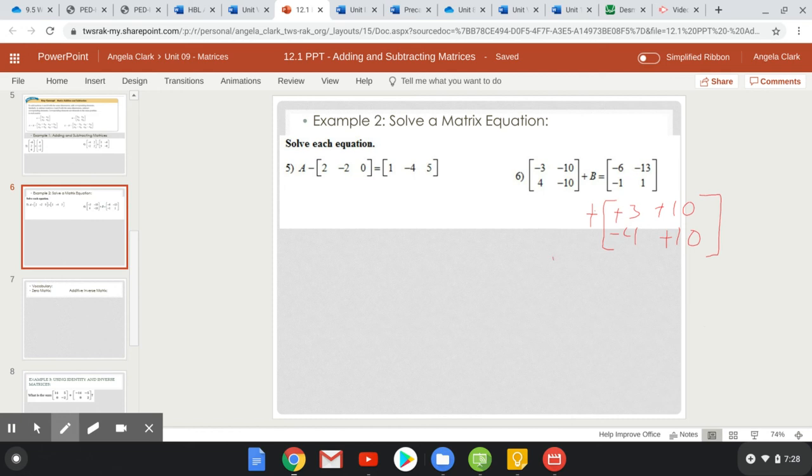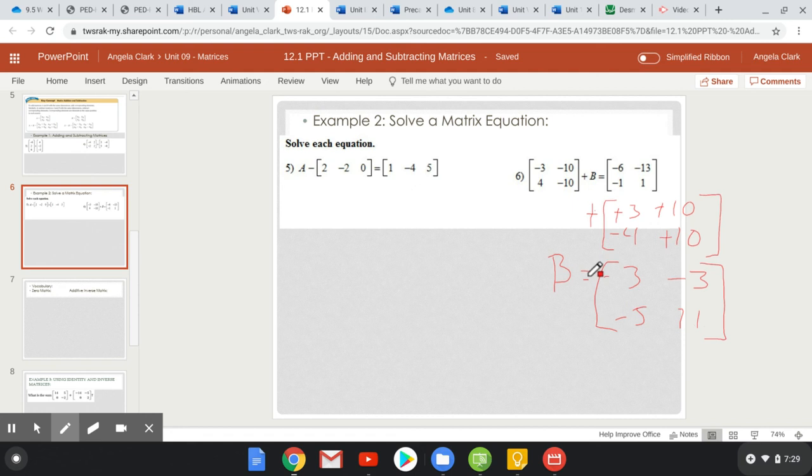So now I have B on this side because if I added these together, I'd get the 0 matrix, and so that wouldn't change anything, so I could get rid of it. So I have B on this side, and then on this side, I have negative 6 plus 3 is negative 3. Negative 13 plus 10 is negative 3. Negative 1 minus 4 is negative 5. 1 plus 10 is 11. So this is B. Negative 3, negative 3, negative 5, 11.